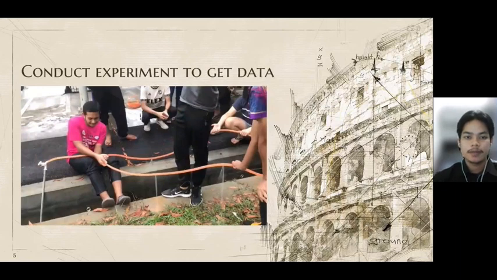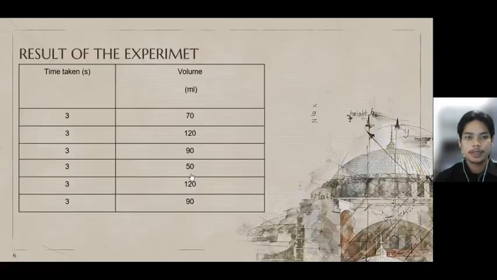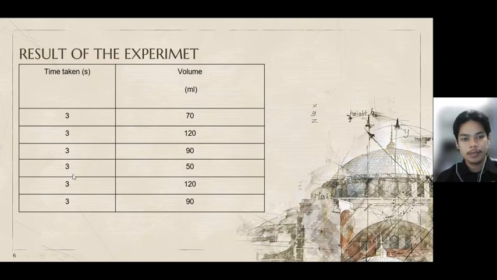Okay, as you see, my friend takes the volume of water and we take the time by stopwatch to 3 seconds. This is the result for the experiment. For hole 1, the time taken is 3 seconds, and we get 70 milliliters.